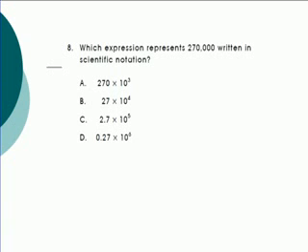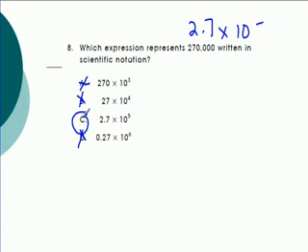The next question says, which expression represents 270,000 written in scientific notation? Well, what we need to know is that we automatically know that it needs to be 2.7. So we know that 2.7 times 10 to the something. So we know that A is not right, B is not right, and D is not right. So just by looking at this question, we know that C is correct because it's the only one that's in proper form.